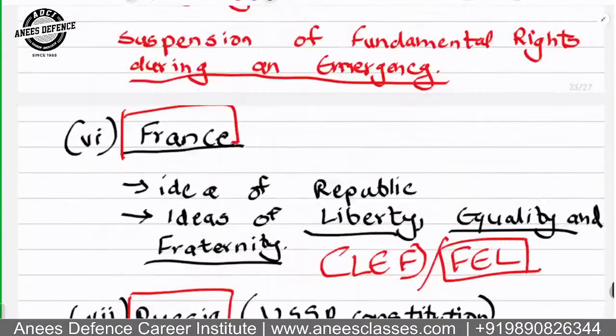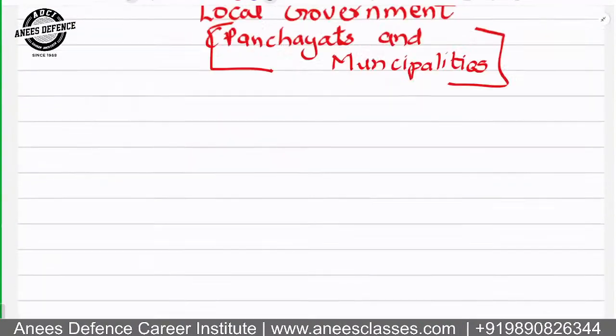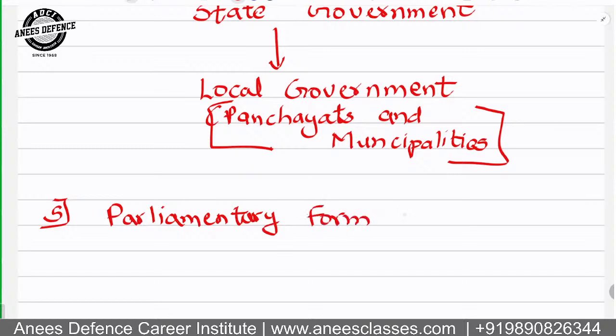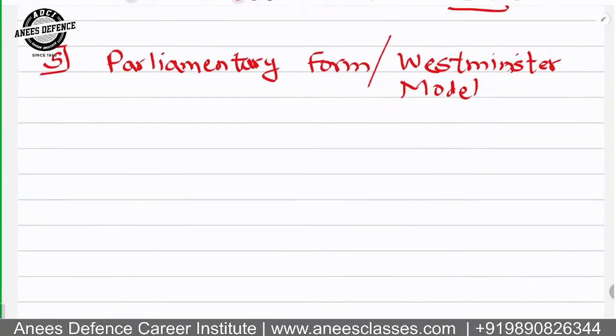Next, another salient feature of the Constitution of India is parliamentary form, or Westminster model. Westminster is the place where the British Parliament assembles. So, parliamentary form means the government is a part of the legislature. For example, PM and other ministers are an important part of the parliament.